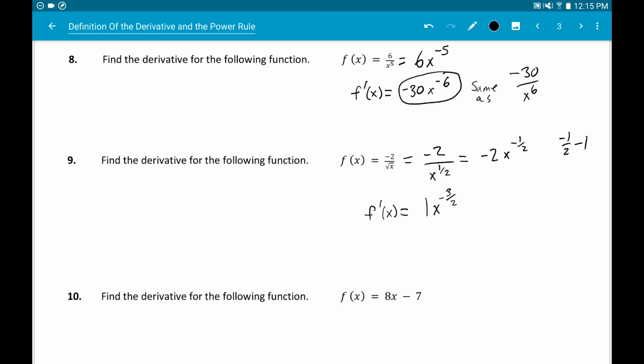Now in math, we typically don't write coefficients of 1, so we actually don't want to type that in. We want to just type it in as x to the negative 3/2. There's no need to write a coefficient of 1. It's just not necessary. So there we go. That's what we want.